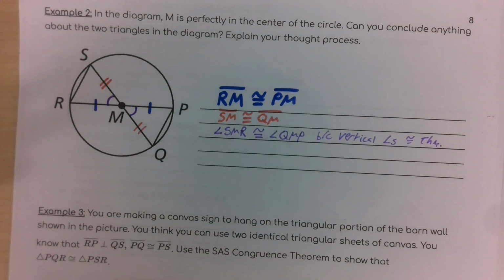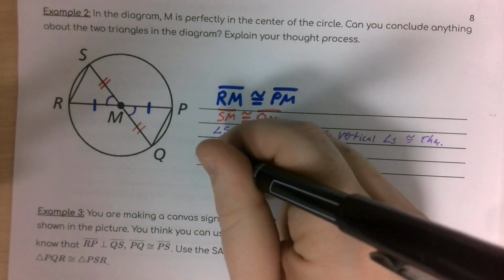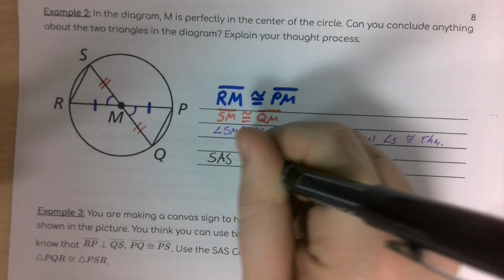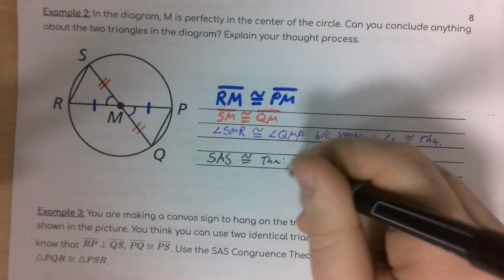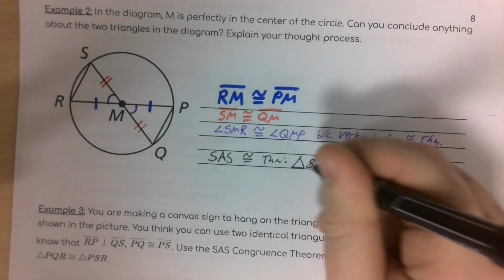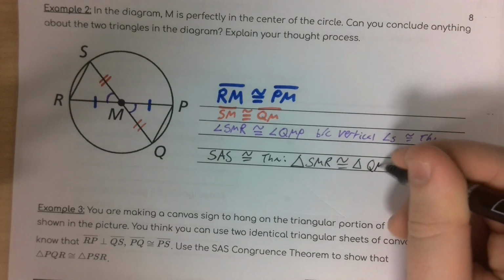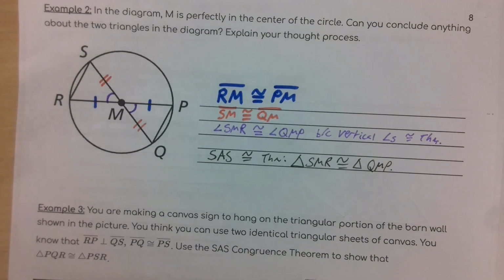So we can actually say something really big about these two triangles. Since we have a side, an angle, and a side on each of them that are congruent, and the angle is the included angle, we could say by the SAS congruency theorem that triangle SMR is congruent to triangle QMP. Nice.